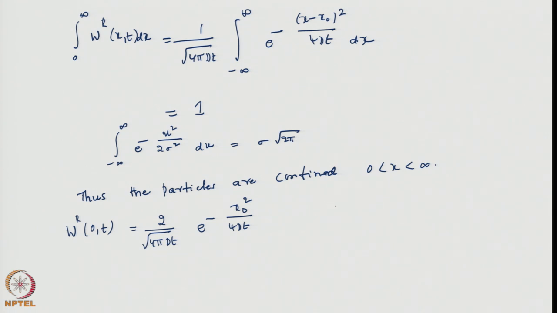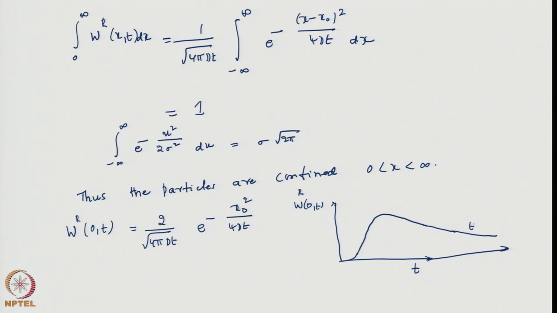Basically, this function therefore will have a form if you plot it as a function of t, and here it is w 0 t for the reflecting case. At t equal to 0, it is 0. It will remain very sharply 0, then it will rise, have a peak, but then have a very slow decay. This functional form of decay will be of the order of t to the power minus half.